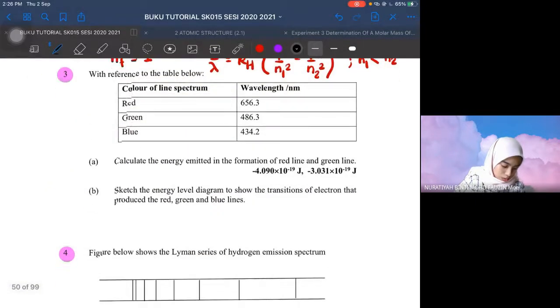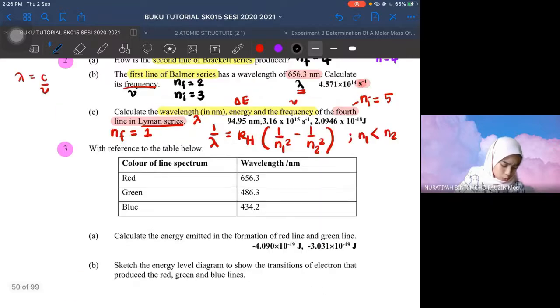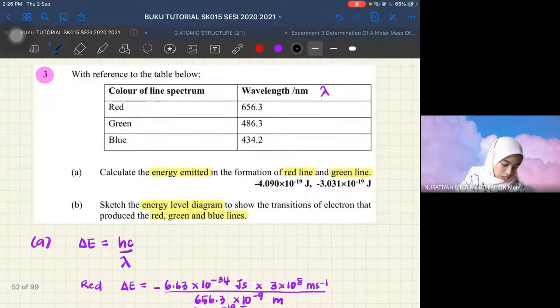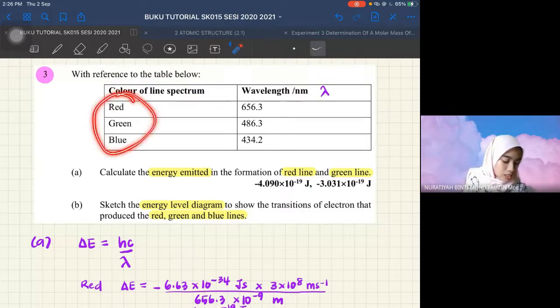So you should get the answer. So that was number 2. Now number 3. Many people do not know how to do this. Okay, let's look at the question. With reference to the table below, you are given the color of the line spectrum, which means it is in the visible region. And you have your wavelength, lambda, in nanometer.